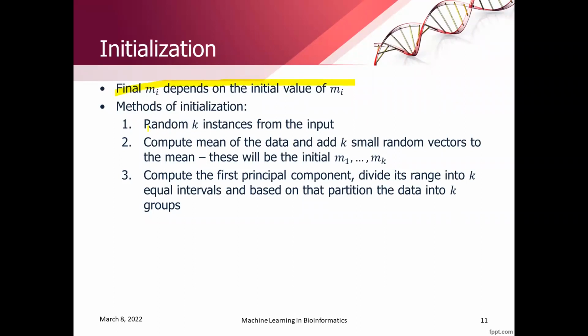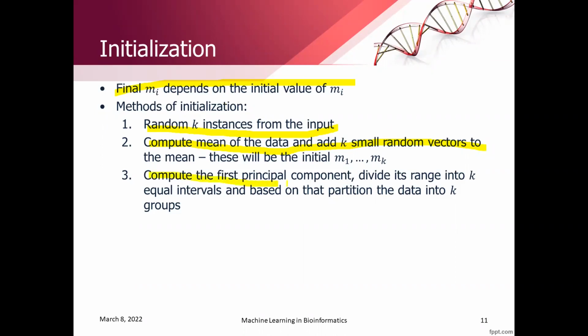The first method was to take k instances from the input. Another method could be to compute the mean of the data and add k small random vectors to the mean. So we take all the data, compute the mean, which will be one point, and then randomly move the point in k different directions, and this will be the initial values for the reference vectors.